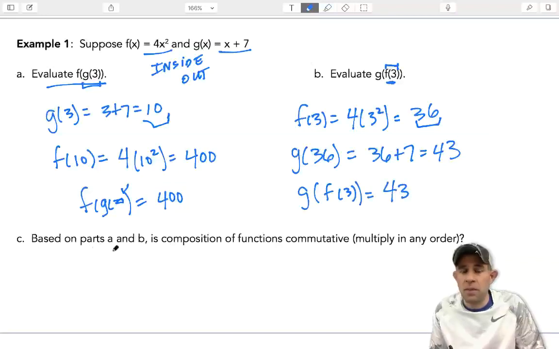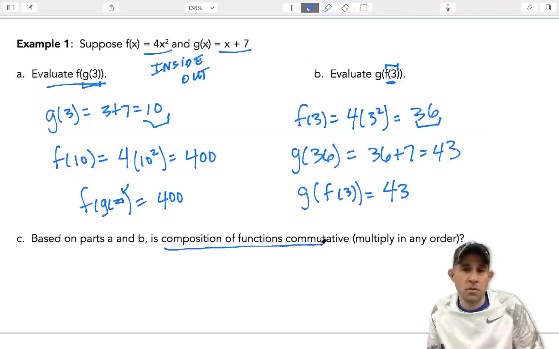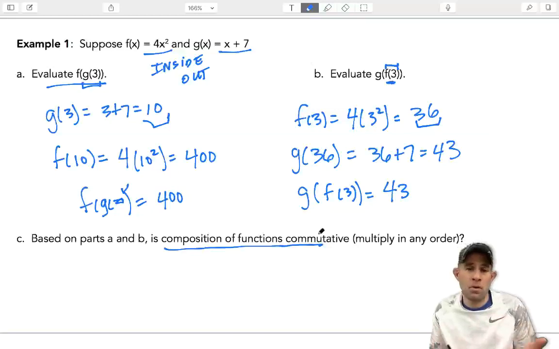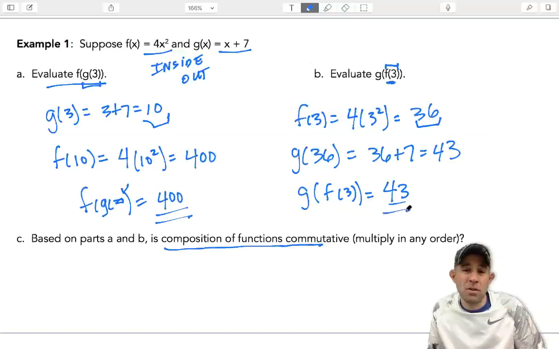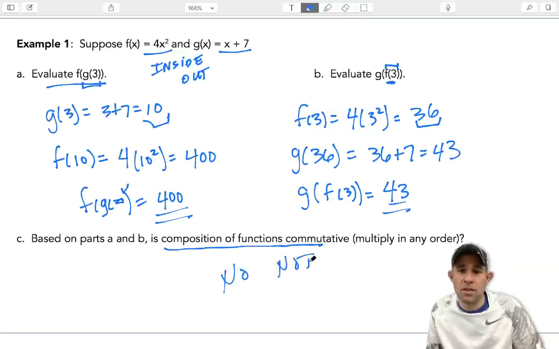Now part C just says, based on parts A and B, do you think composition of functions is commutative? In other words, can we swap the order of the functions? Based on the outputs here, we have 400 for f of g of 3 and 43 for g of f of 3. We're going to say no, it's not commutative.